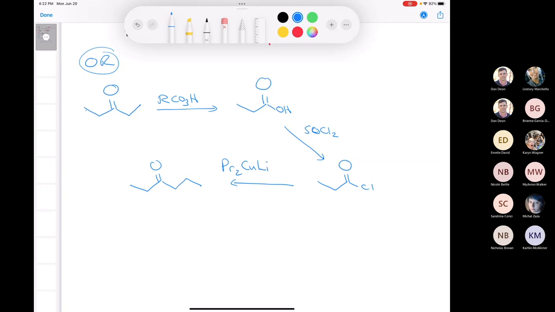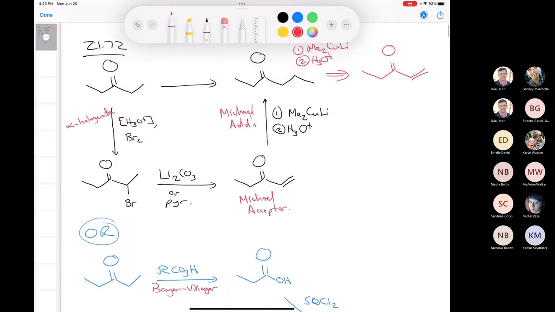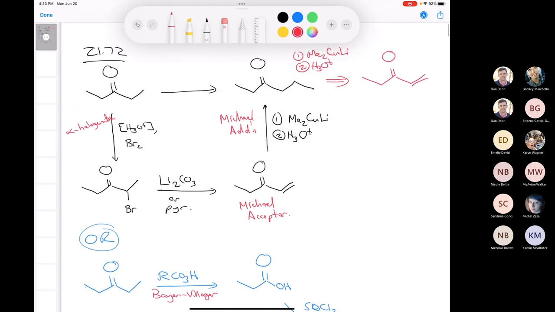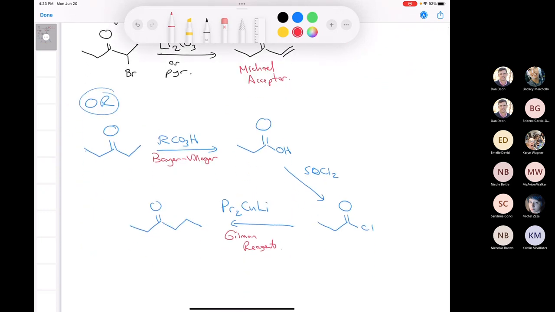So I'd say this would be an alternative method to it. So this is the Baeyer-Villiger reaction, and then this one is using a Gilman reagent. An alternative method. I guess it's just as elegant. I'm trying to think which one would be better. I guess they both work. There's nothing wrong with either of them. Both are reasonable, I would say.